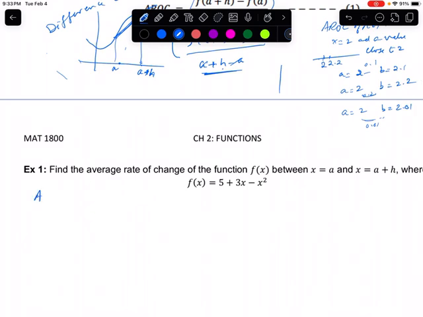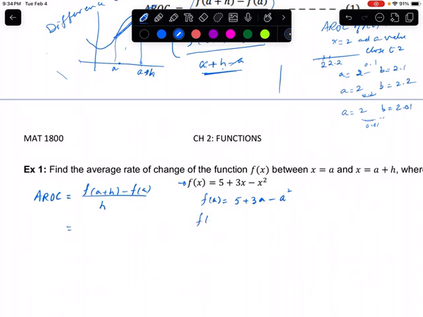So AROC we know is equal to, in this case, f of a plus h minus f of a, all divided by h. Now you can directly go over here and write your f of a plus h minus f of a over h and do it, or you can separately find these quantities first and then plug them in. For example, you can find f of a is equal to 5 plus 3a minus a squared. So how do I do that? Just in the function f, I replace the x by a.